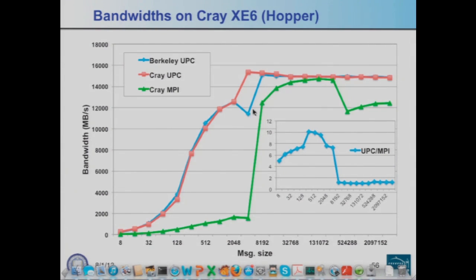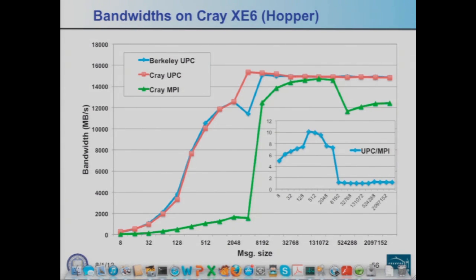Something weird is also happening in the Berkeley UPC implementation right here. I think we do know what that is. It has to do with the switch point probably being wrong, or at least tailored differently in the two implementations. But you can see that Berkeley and Cray both basically are, other than this one data point where Berkeley is way off, the same, and they're consistently faster than the MPI implementation.